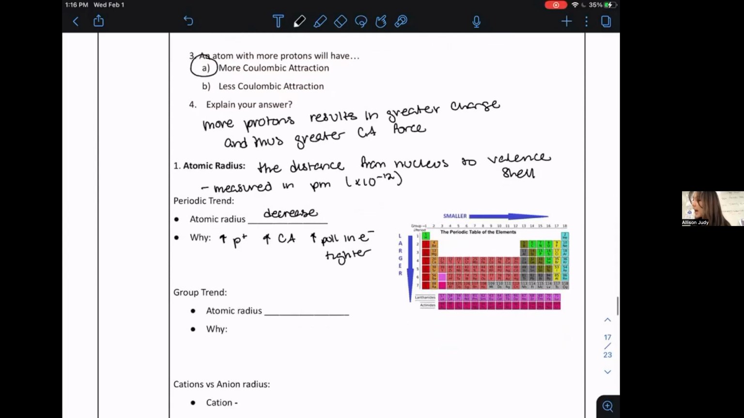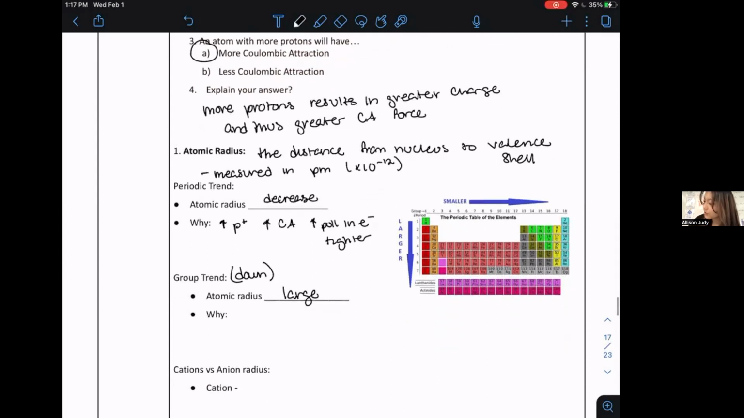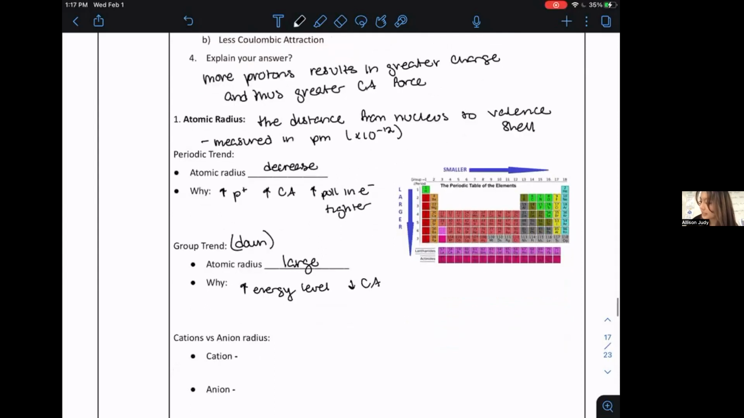So the group trend, down or up a column, however you want to think about it, I'm going to think about it down a column. Your atomic radius gets larger down a column. Why? Because you now have an increase in energy level, which results in a decrease in Coulombic attraction, which results in a decreased ability to pull electrons tighter.